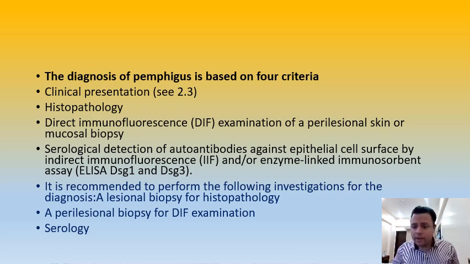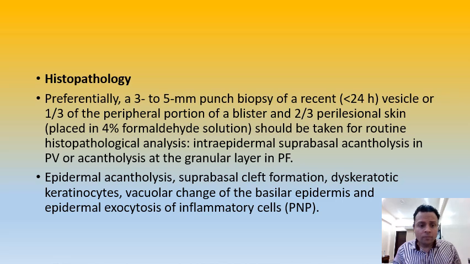So next, a very important slide, histopathology. Preferentially a 3 to 5 millimeter punch biopsy of a recent lesion. Make sure they will ask you what type of blister. It should be a fresh blister, less than 24 hours old, a blister or vesicle. You can take 1/3 of the peripheral portion of the blister, or 2/3 of the perilesional skin. You put this in a 4% formaldehyde solution, taken for a routine histopathological picture.